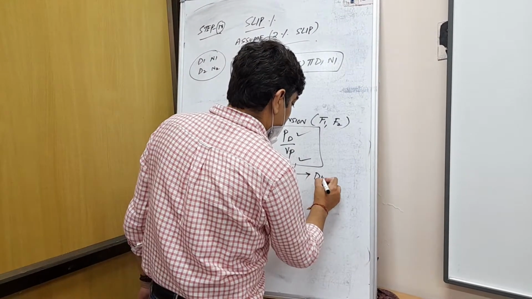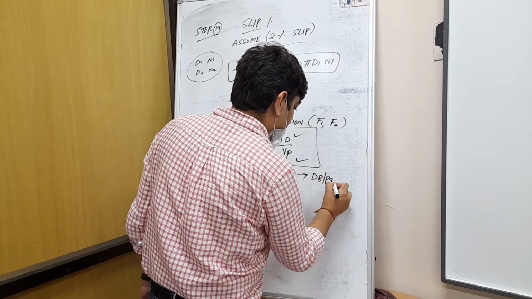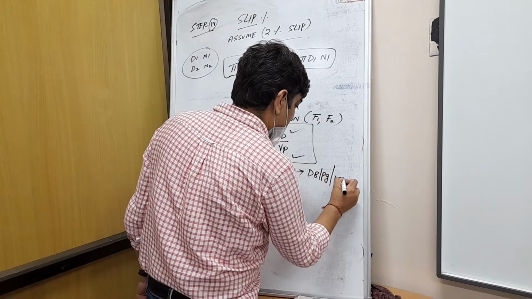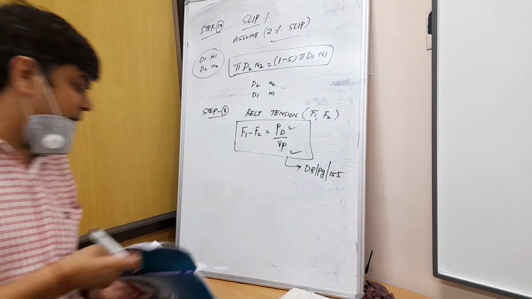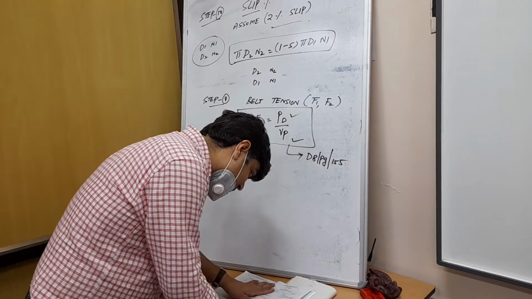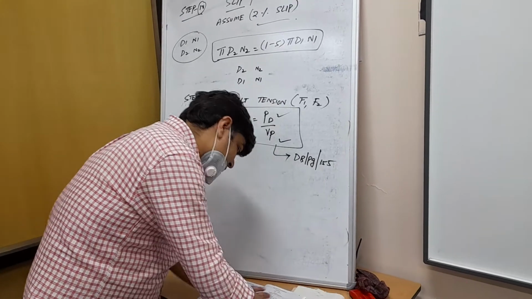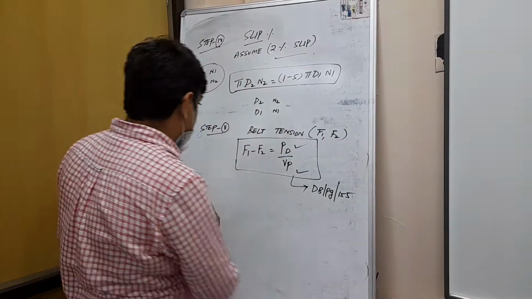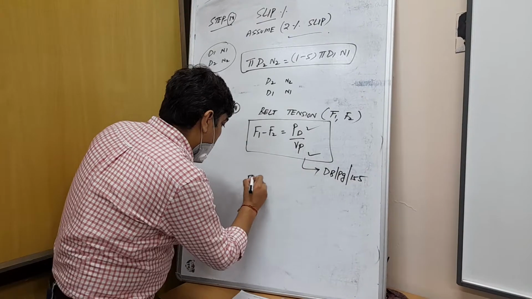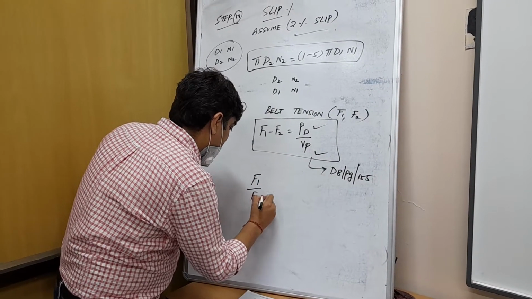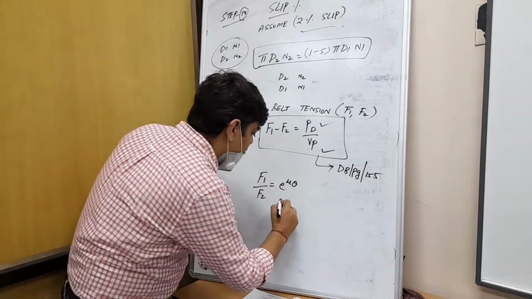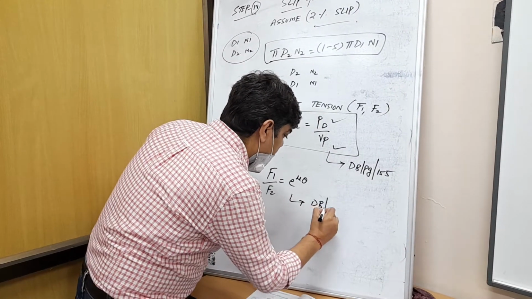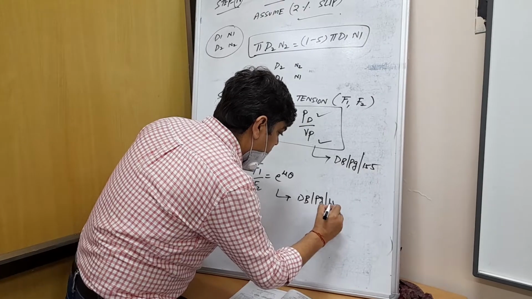So that also you can have the relationship from data book page number 155. I'll just show you. Data book page 155. So next, again you have a relation, that is F1 by F2 is equal to e to the power mu theta. That relation is also given in your data book page 155.